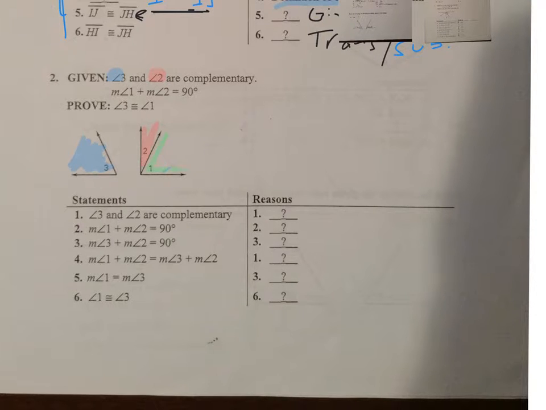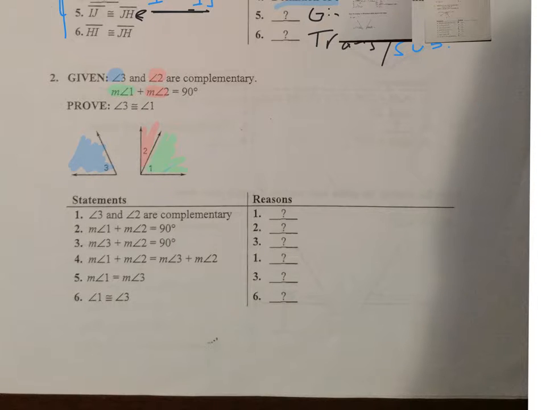Now I have another angle down here, angle 1, and I'm also told that angle 2 and angle 1 add up to 90 degrees. Okay, so I know that angle 3 and angle 2 add up to 90 degrees. And I know that angle 1 and angle 2 add up to 90 degrees. So I want to prove that 3 must be congruent to 1. Well, that makes sense, right? It makes sense because if we combine 3 and 2 and we get 90, and we combine 1 and 2 and we get 90, then 3 and 1 certainly have to be equal to each other.